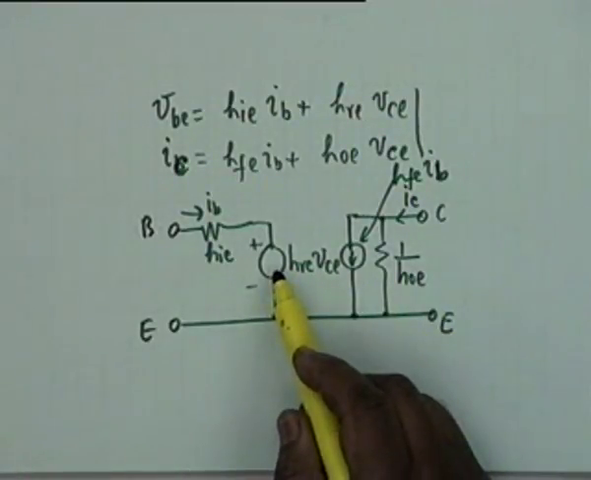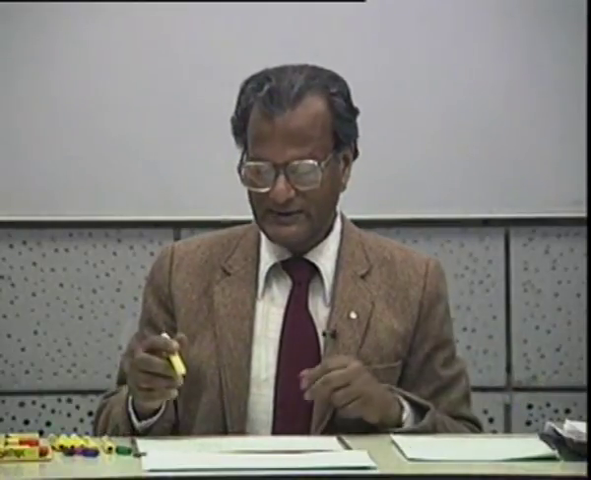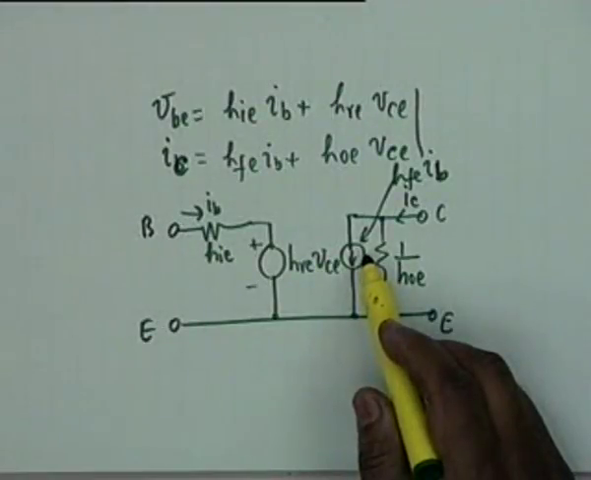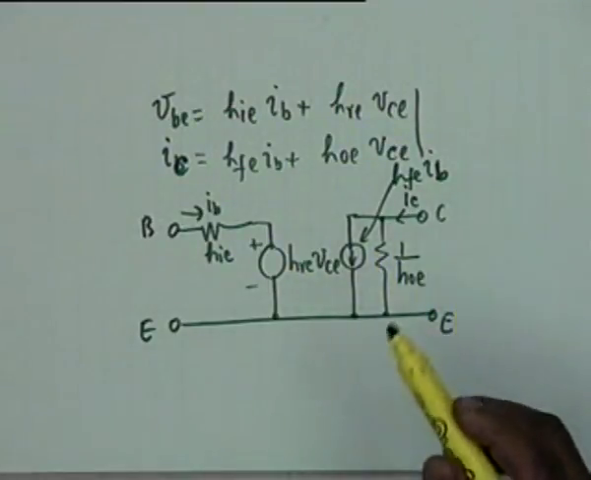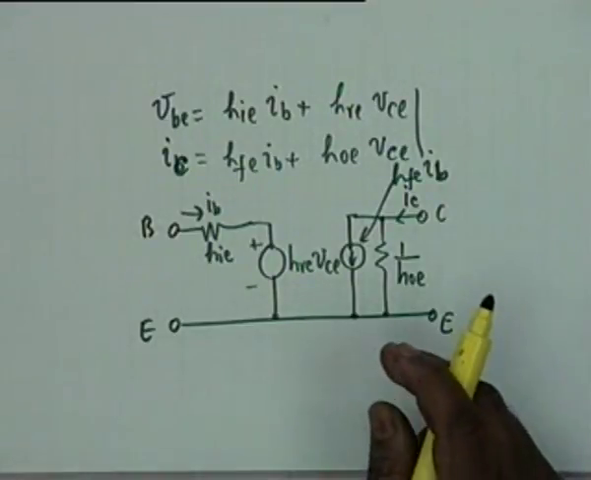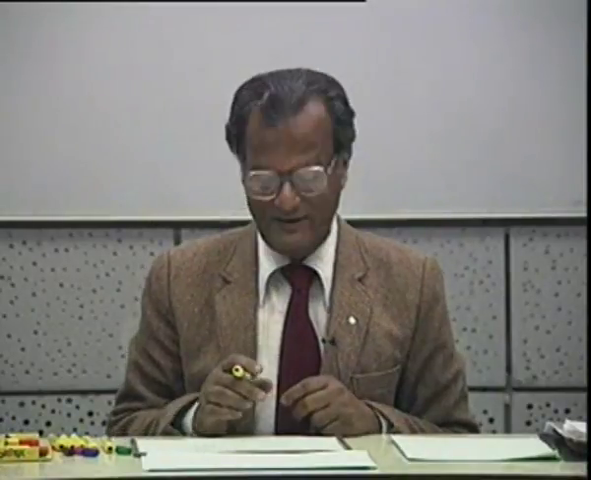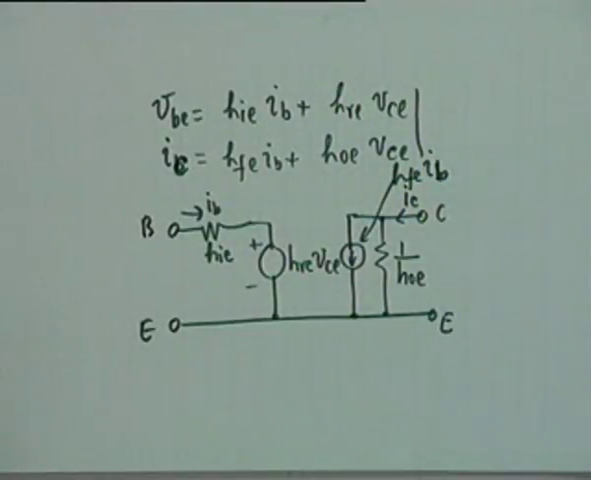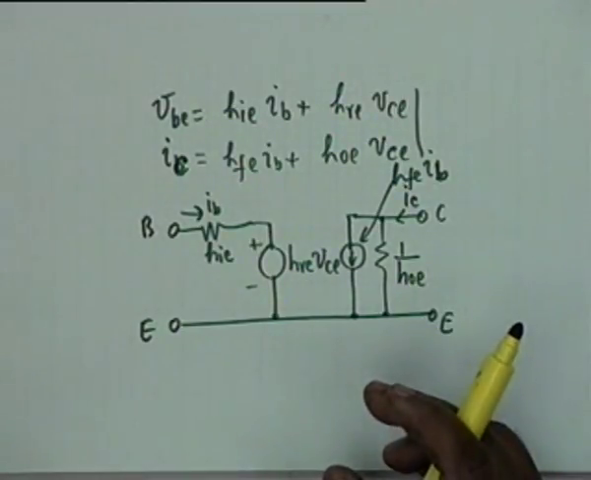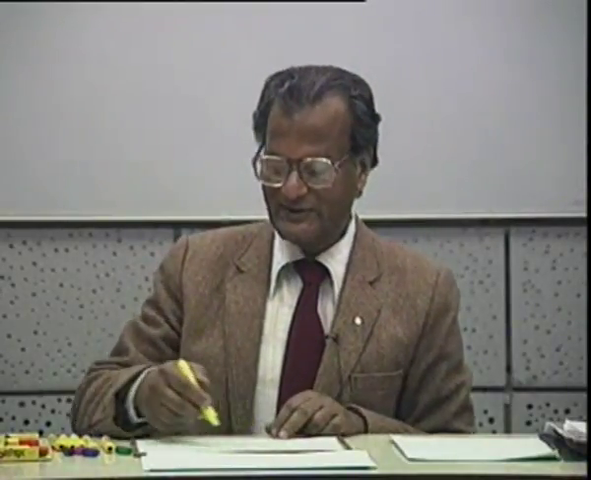One is a voltage controlled voltage source, which takes care of reverse transmission, that is from the output to the input, and a forward transmission current controlled current source HFE I sub B. By utilizing these two sources, which incidentally shows that the device is an active device. If these two are not there, there is no activity in the device. The presence of a current controlled current source and a voltage controlled voltage source shows that the device is active. Now how does it differ from the hybrid pi?